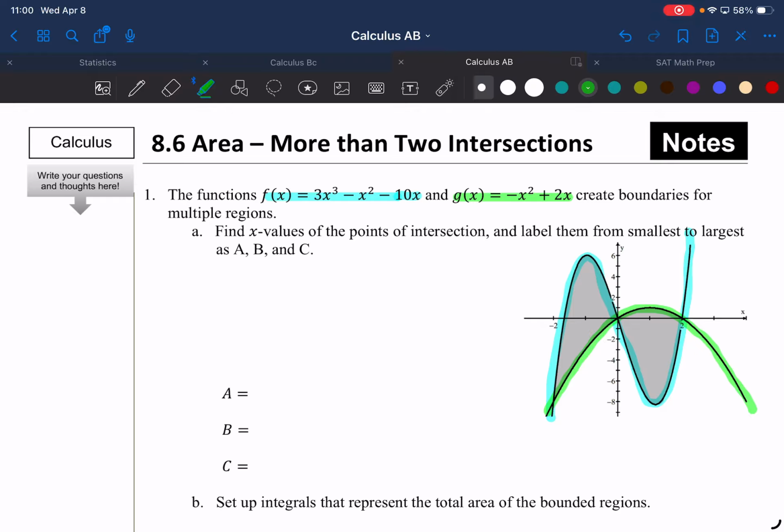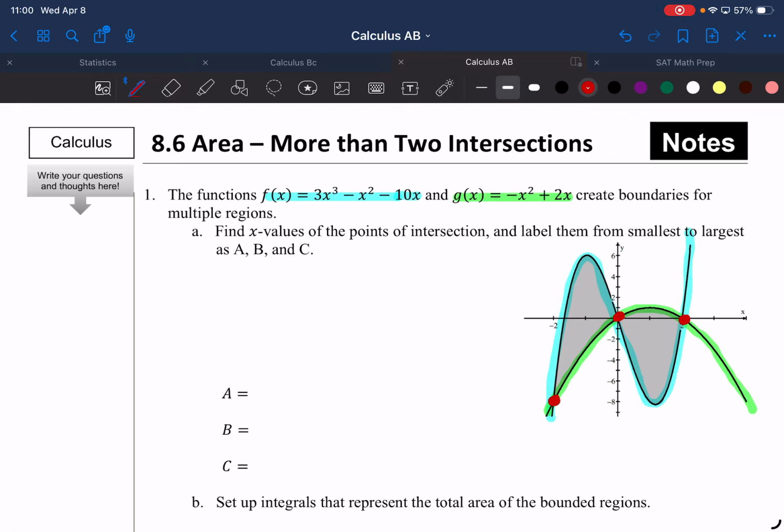What happens is that this separates our area. So we're not just having one giant area to calculate. We have to find the individual areas and then eventually add them together. So part A says find x values of the point of intersections and label them from smallest to largest as A, B, and C. Okay, so the intersections we're trying to find is this first one down here, this one right here, and then this one right here. So where both those graphs intersect.